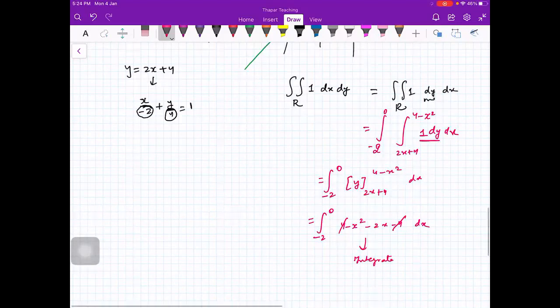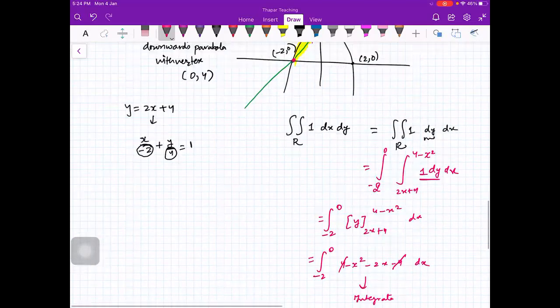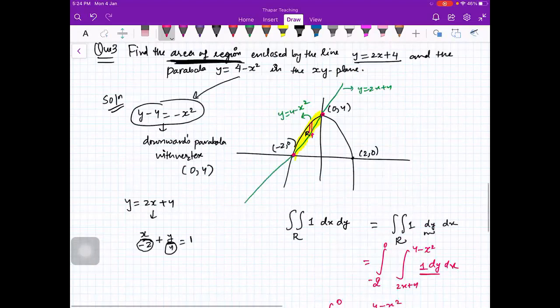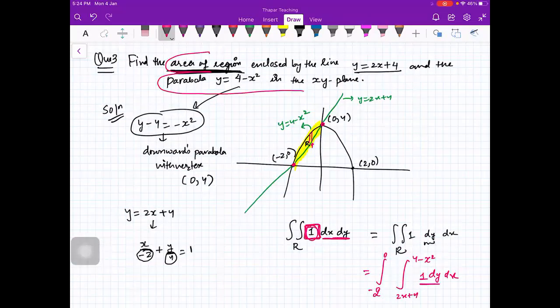Is this thing clear to everybody? So the takeaway from this question is you should know that area bounded by the curves is 1 dx dy. So if you take 1 instead of a function, you will get area instead of volume.